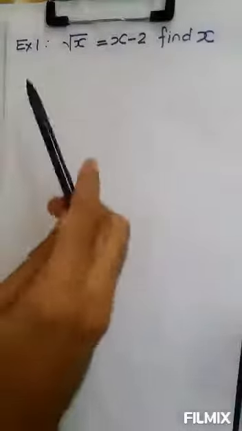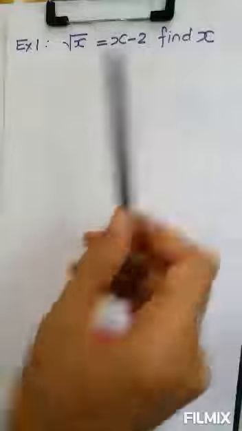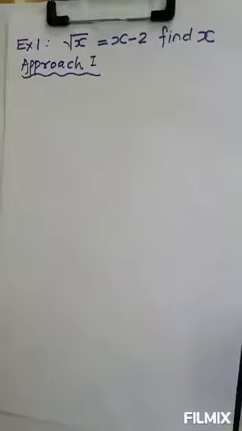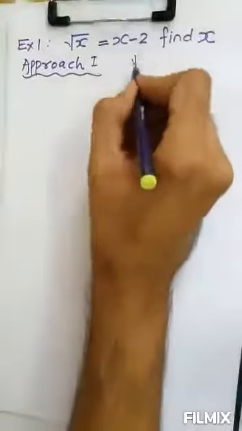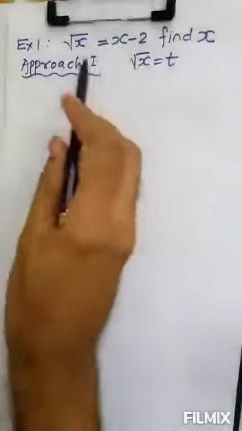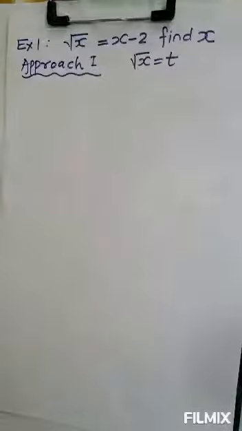Let's take an example: root x equals x minus 2. We have to find x. How will we approach this? The first approach that comes to our mind is to put root x equals t, and you will get a quadratic in t, and we have to solve for x.